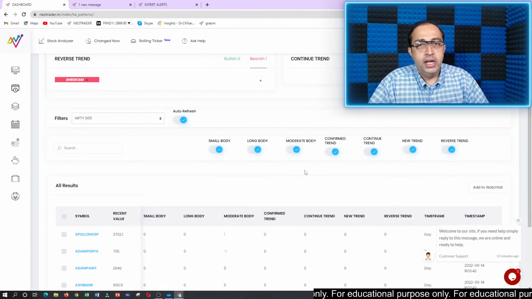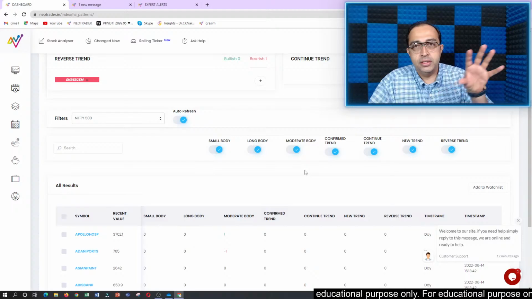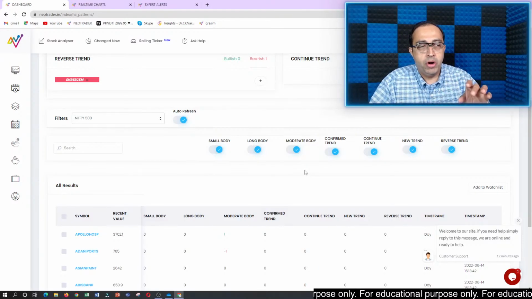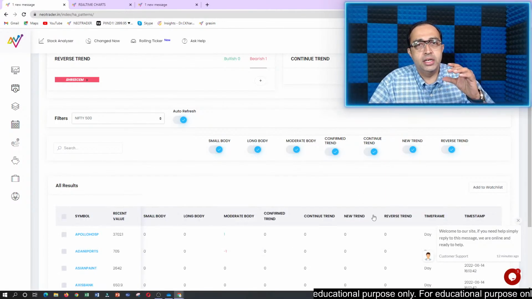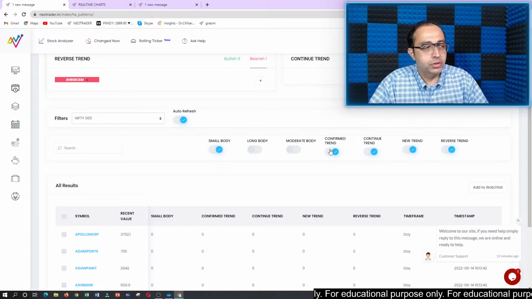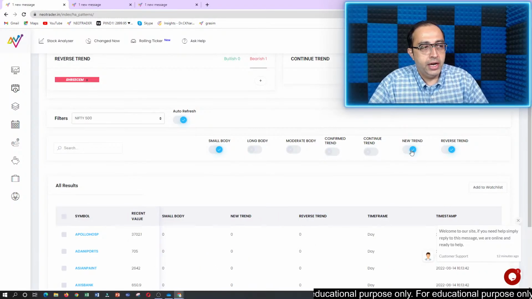You can see here different kinds of body size are mentioned here, right? Small body, long body, moderate body. We've added a third element here, moderate body, where the size is reasonable for us to give us a clue. But then if you don't want that, just shut off all this. You can just shut off all the trend, right?